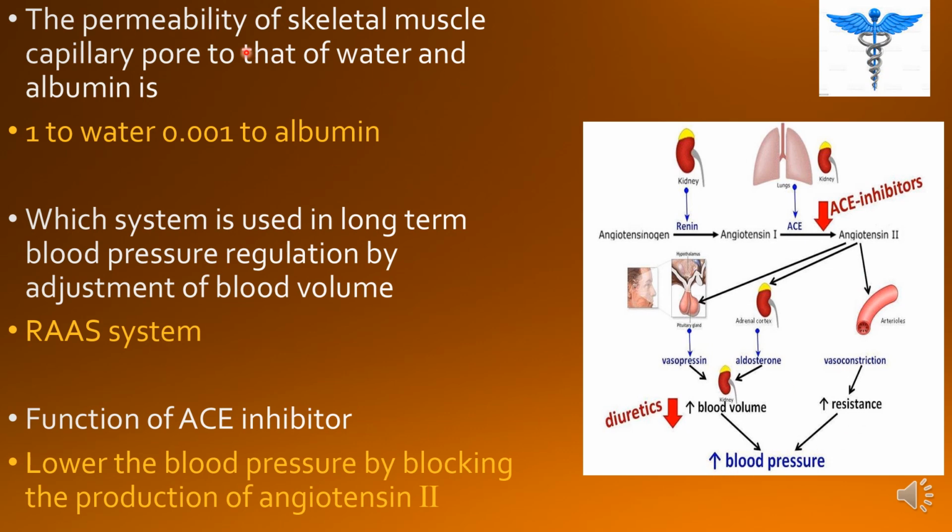So by inhibiting the ACE enzyme, angiotensin converting enzyme, this enzyme will be unable to convert the angiotensin 1 into its active form, and the blood pressure will not be increased. The ACE inhibitor will in turn decrease the blood pressure. So the blood pressure is decreased by the ACE inhibitor, and it does it by blocking the production of angiotensin 2 by acting on the ACE enzyme. So this was all about the RAAS system.